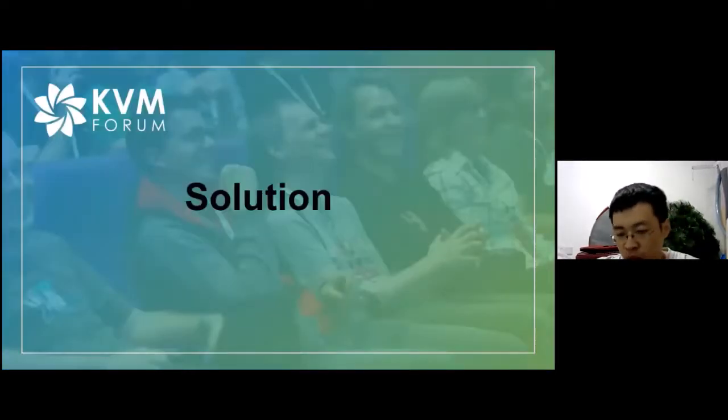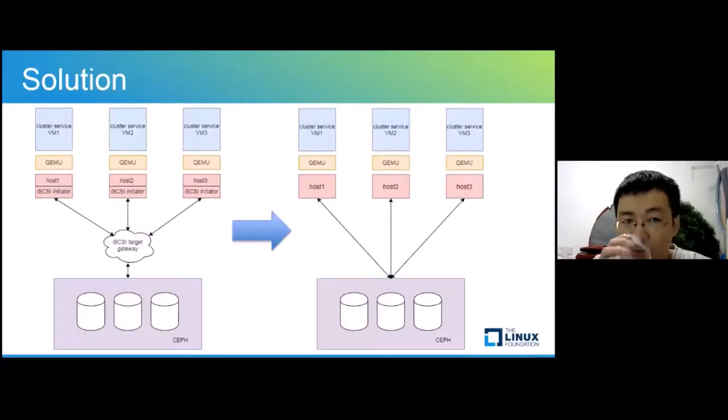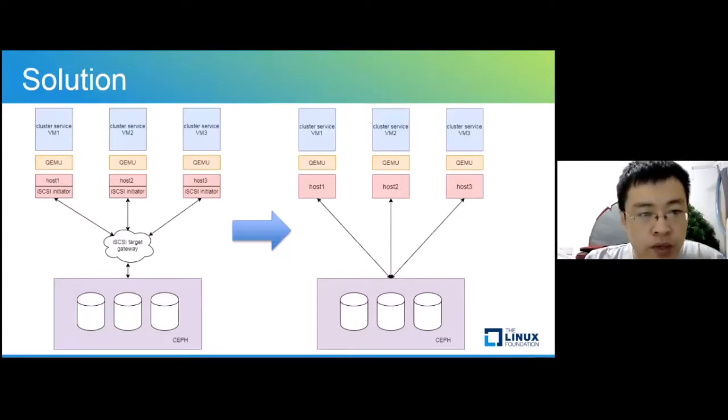Okay. Let's see our solution. We know that QEMU can access Ceph cluster directly. So the solution is simple. We just drop the SCSI part and turn the architecture into that in the red picture, that is, let QEMU access Ceph cluster directly.